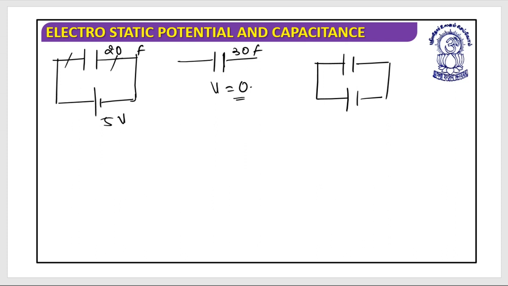Now these two are connected. I need to find out the rest of the things. How could I do this? Yes. So if I go with the formula only, it's a 20 farad, it's a 30 farad.